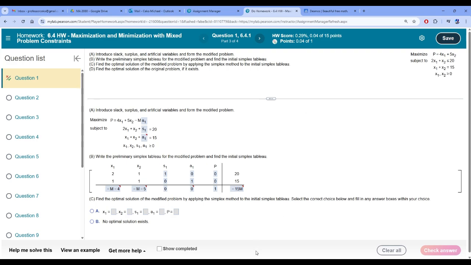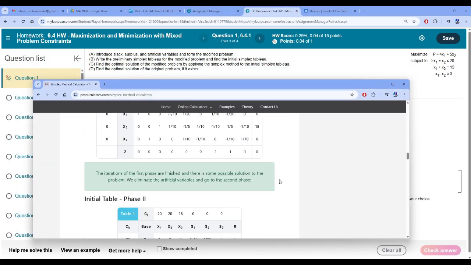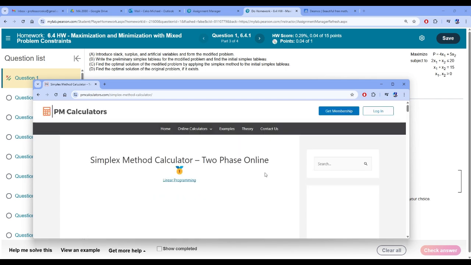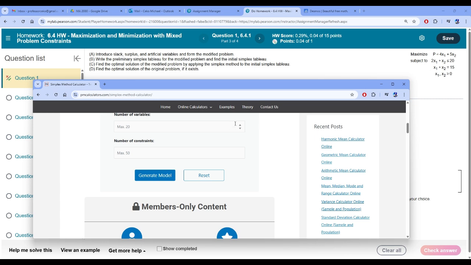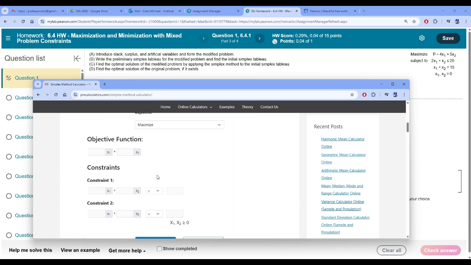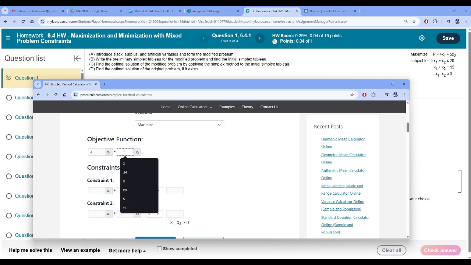I mean, finding the optimal solution is going to be a piece of cake because I'm just going to use the calculator, right? So find the optimal solution if the problem exists. So this shouldn't be hard. Let's see, we have 2 variables, 2 constraints. Generate the model. I want to maximize that. P is 4 and this is 5.